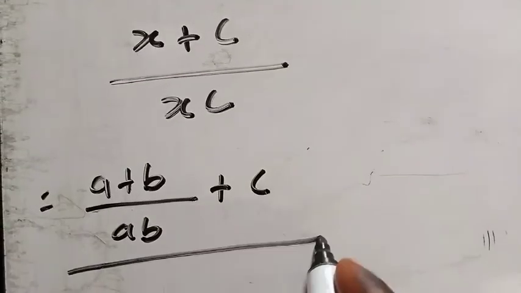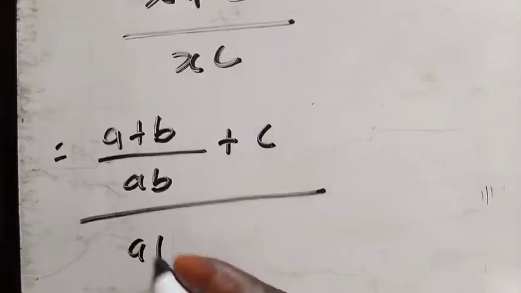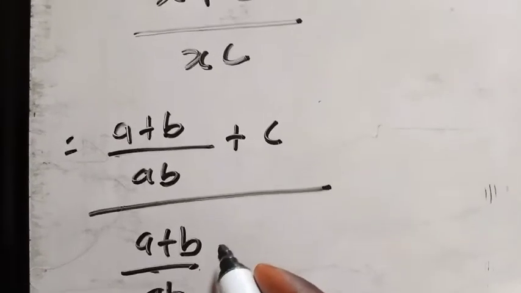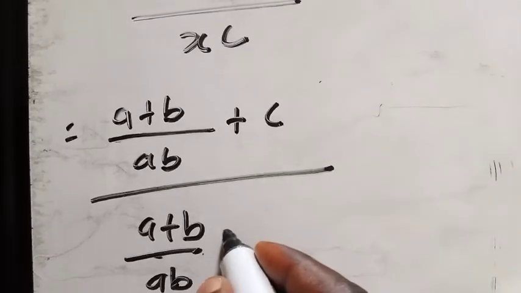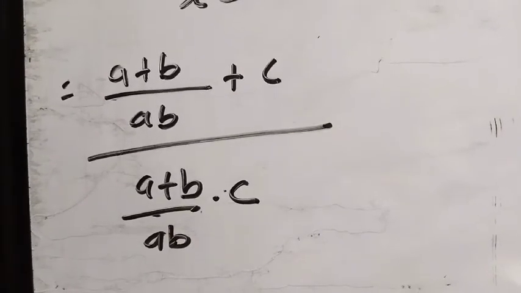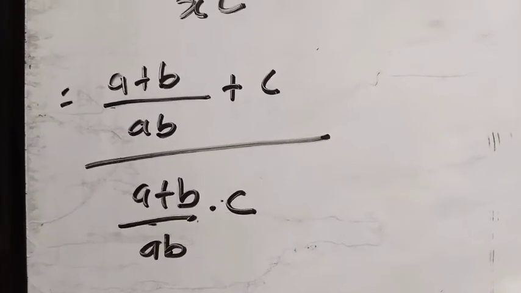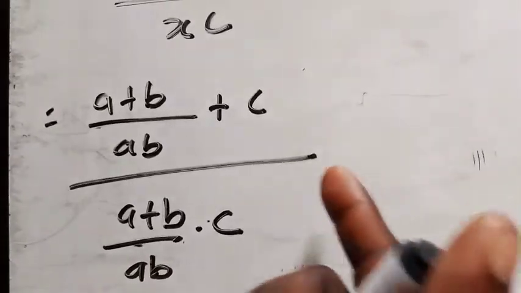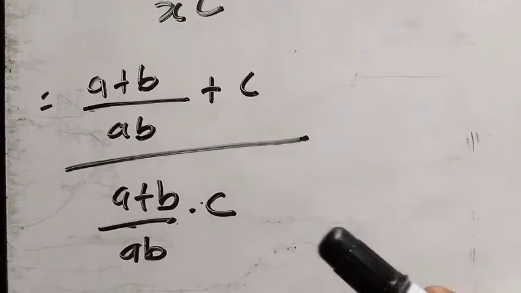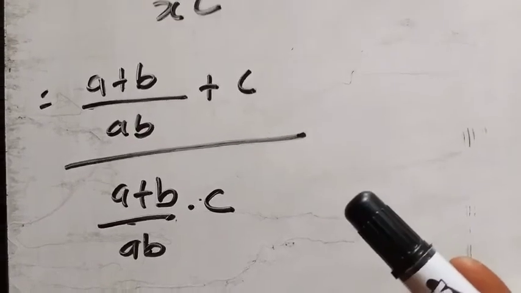So all over, a plus b, everything divided by ab, and then c multiplied by c. Is that okay? So that's very, very simple. Here you have to expand and express everything. You have to solve the top one and then you solve the bottom one as it is. This is very simple and straightforward.